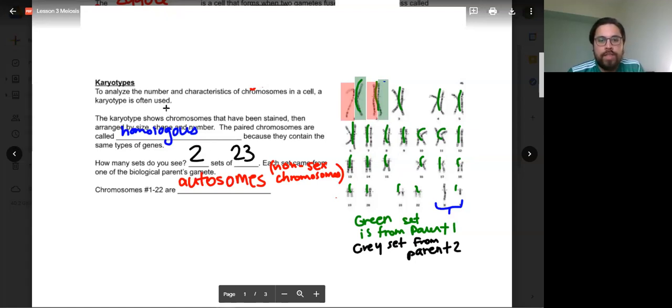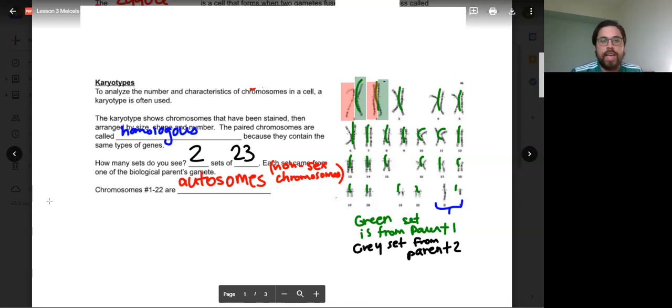Karyotype is the shape of the cell? No, karyotype is the process with which we isolate chromosomes. Don't mistake karyotype and prokaryote or eukaryote. Those are completely different things. Cool?